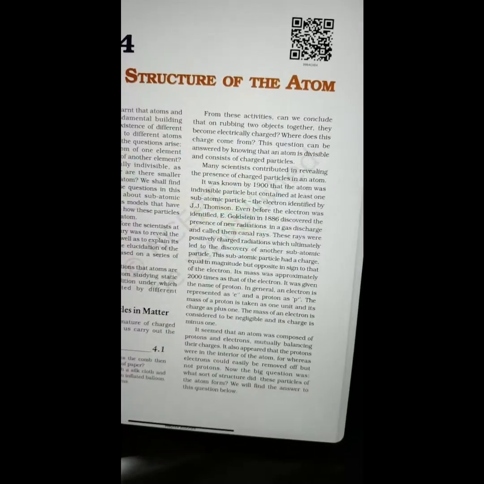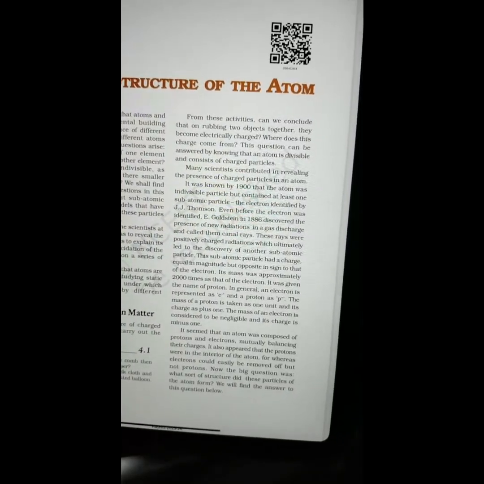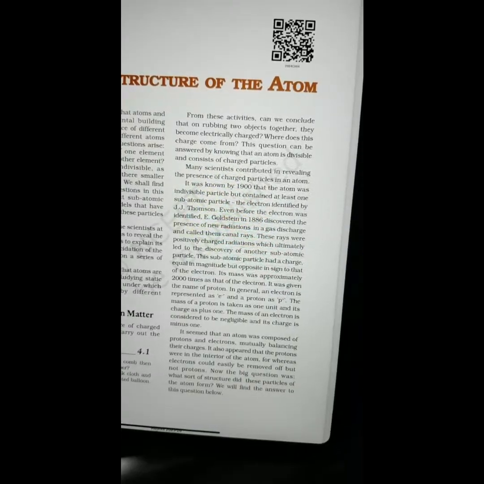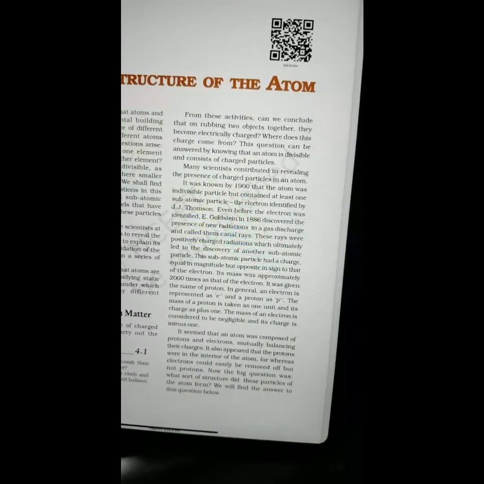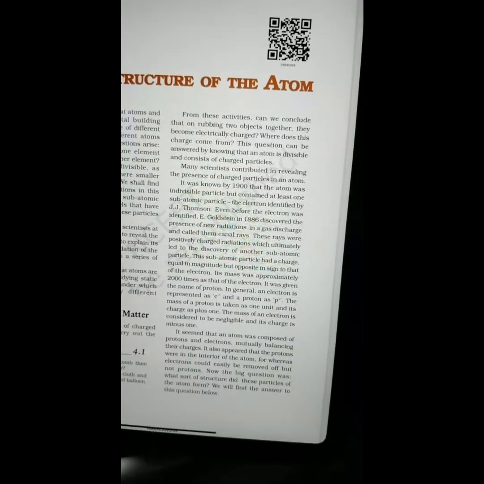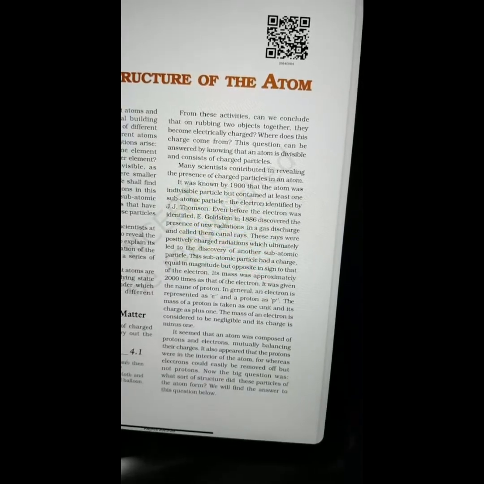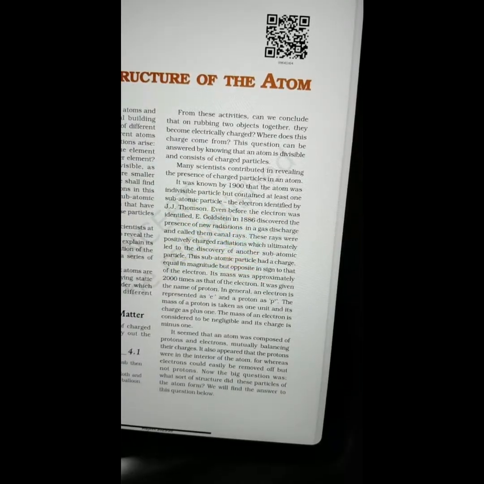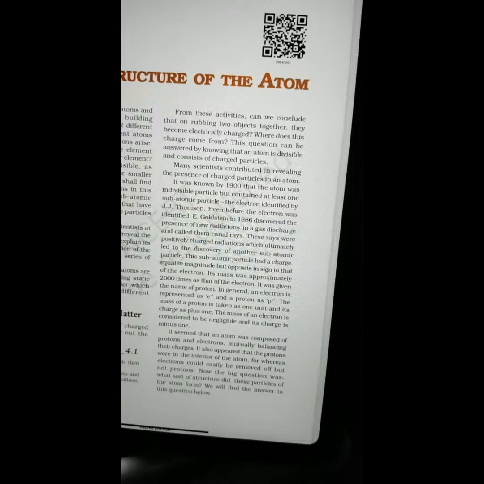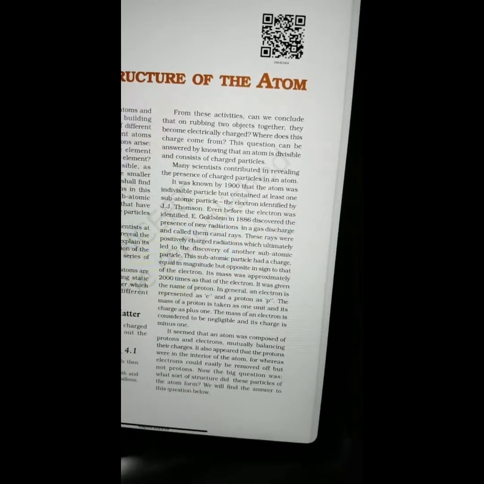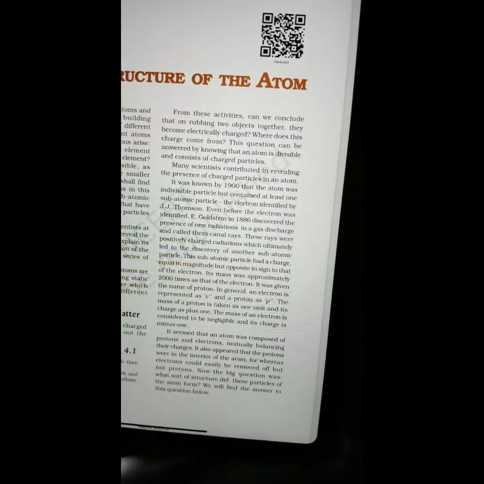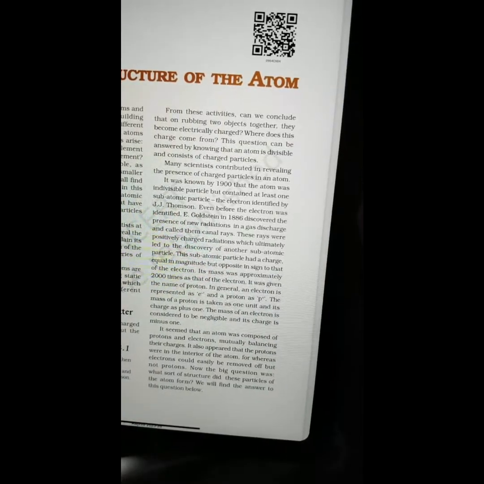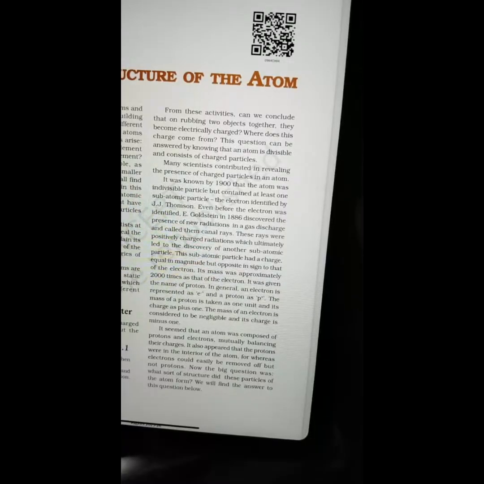So I was here in the third paragraph. It was known by 1900 that the atom was not an indivisible particle but contained at least one subatomic particle, the electron, identified by J.J. Thomson. Even before the electron was identified, E. Goldstein in 1886 discovered the presence of new radiations in a gas discharge and called them canal rays. These rays were positively charged radiations which ultimately led to the discovery of another subatomic particle.